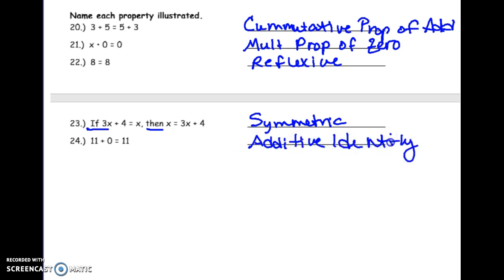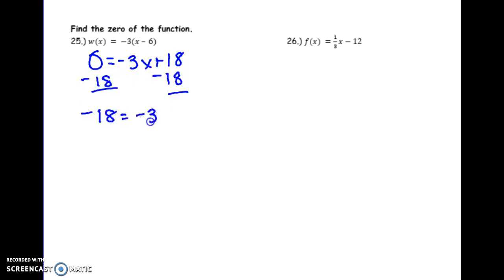All right, moving on. All right, finding the 0. Let's set the output to 0. This time we're going to distribute. Okay, negative, and then I'm going to subtract 18 from both sides. Negative 18 is equal to negative 3x. Divide both sides by negative 3. X is equal to 6.